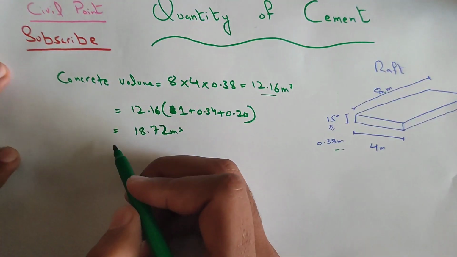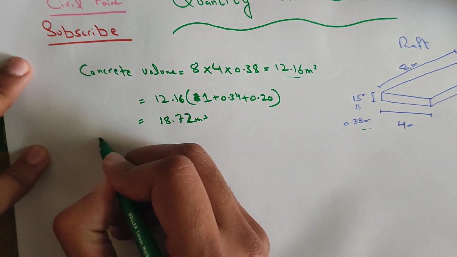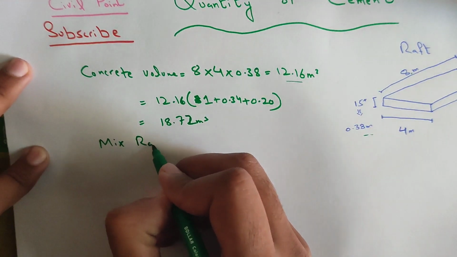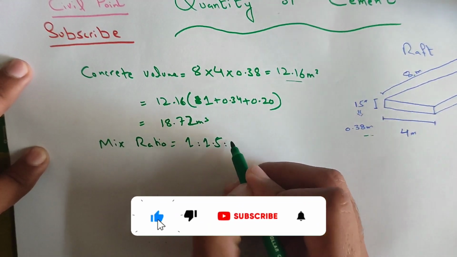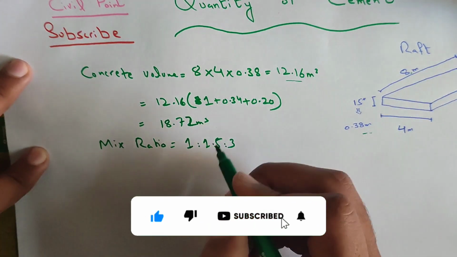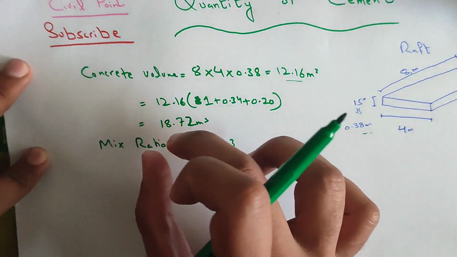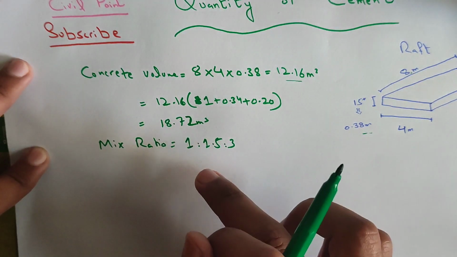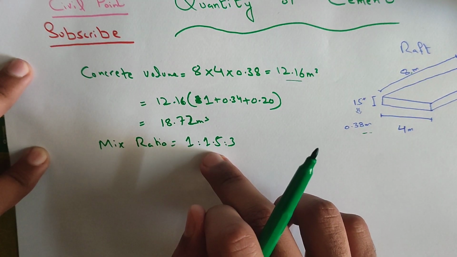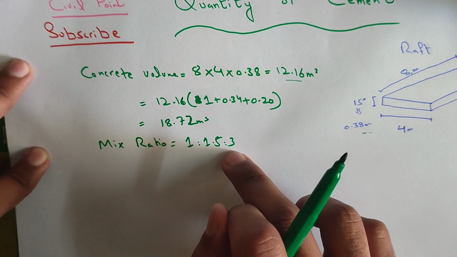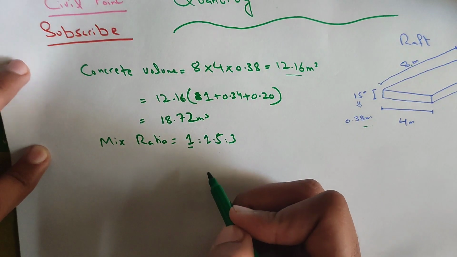Now we will go for a mix ratio. We have to know this. Our mix ratio, let's suppose, is 1 ratio 1.5 ratio 3. What does it mean? It means that out of the total volume of 18.72 meter cube, we will have 1 part of cement, 1.5 part of sand and 3 part of coarse aggregate. So we will have 1 part of cement in it.